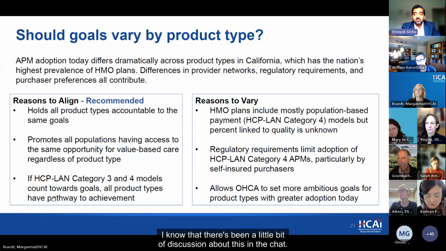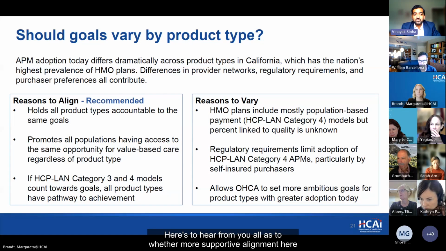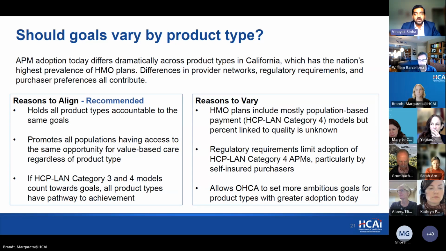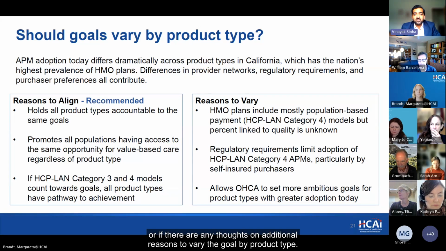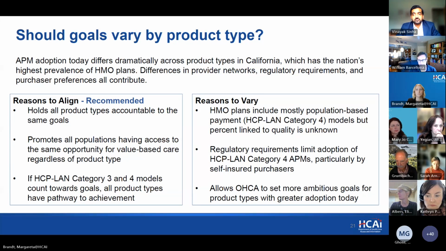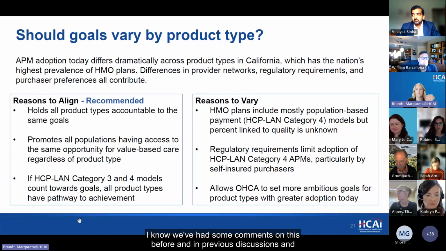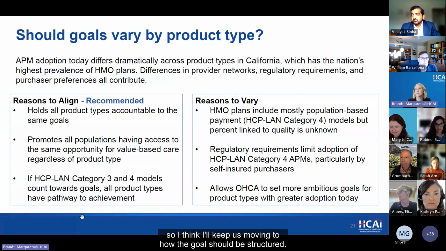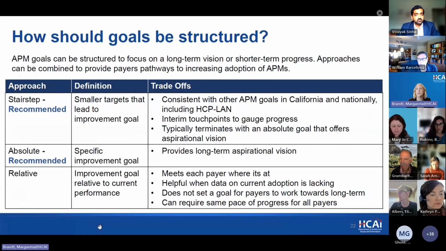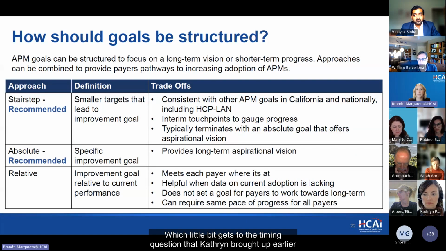And so here I know that there's been a little bit of discussion about this in the chat. Curious to hear from you all as to whether we're more supportive of alignment here as OHCA is recommending, or if there are any thoughts on additional reasons to vary the goal by product type. Well, I think for the sake of time, if no one has additional reactions, I know we've had some comments on this before, in previous discussions and in the chat. So I think I'll keep us moving to how the goals should be structured, which gets a little bit to the timing question that Catherine brought up earlier.